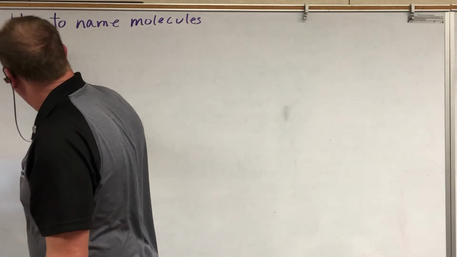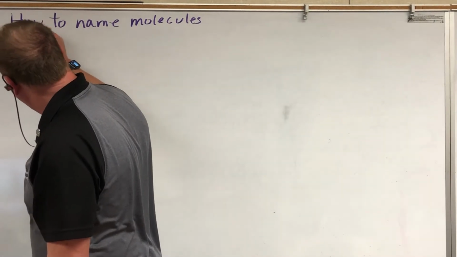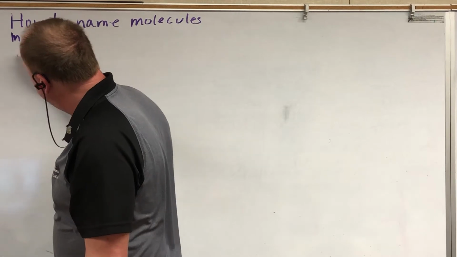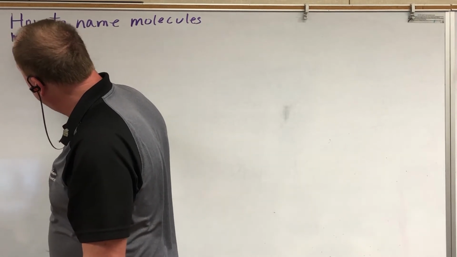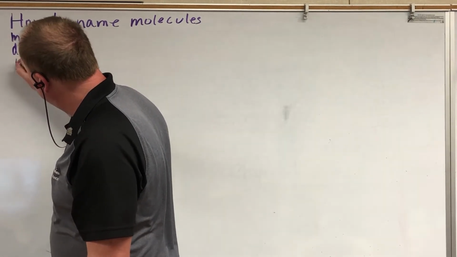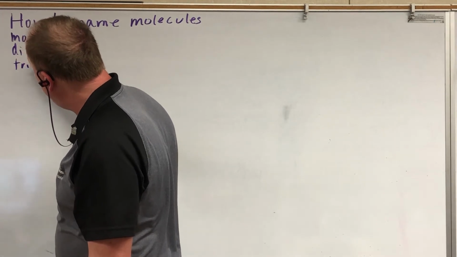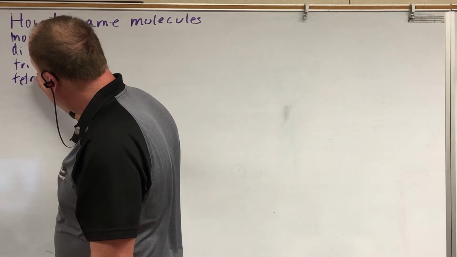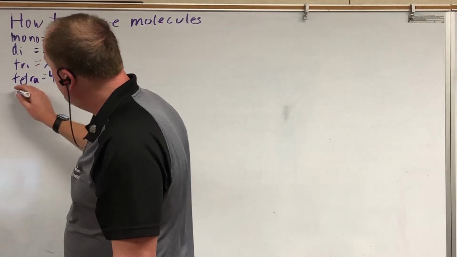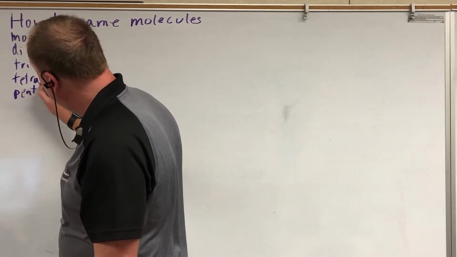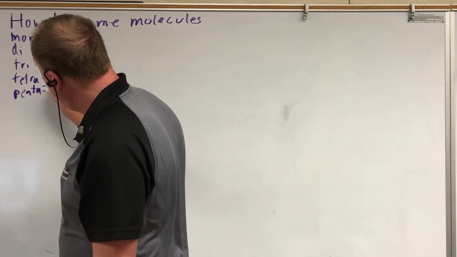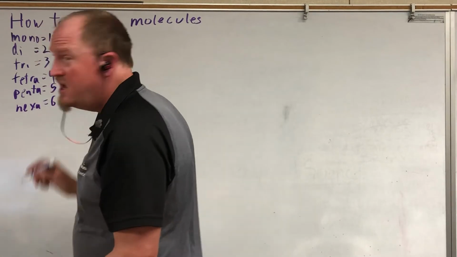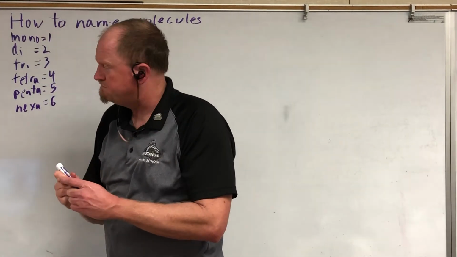So, we'll start out with mono. Mono is 1. Di is 2. Tri, as in tricycle or triangle, is 3. Tetra is 4. Penta is 5. Hexa is 6. They do go on.